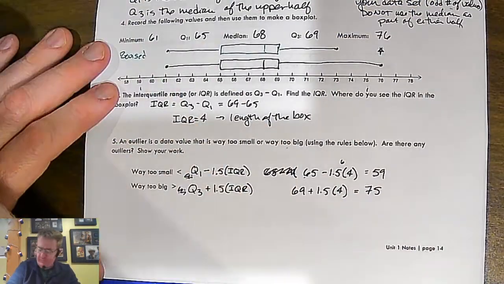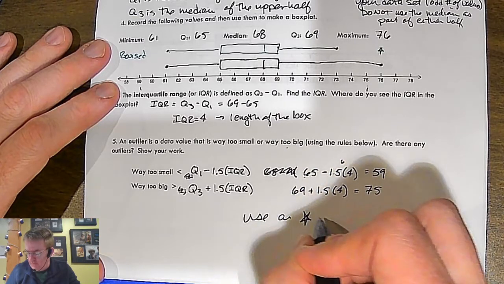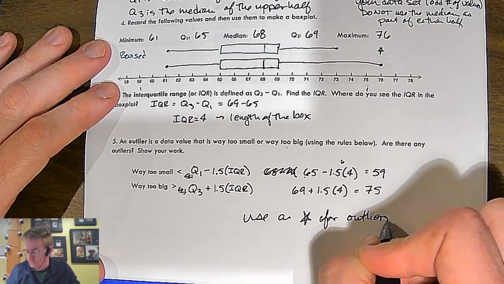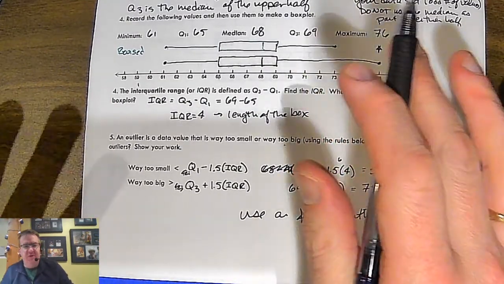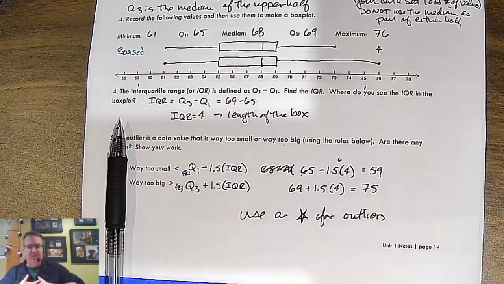Okay? Use a star for outliers. Because what that's saying is that that number is way off and it's going to skew all of our data. So if we were using the mean, it would drift towards that. We've already kind of talked through that.